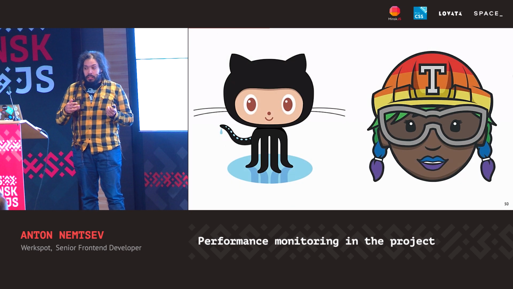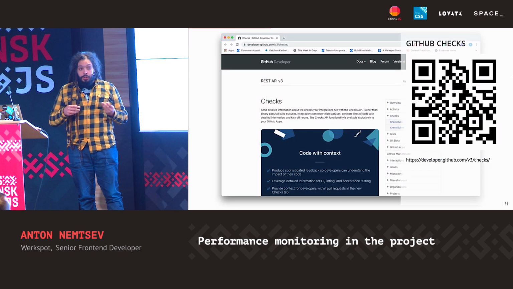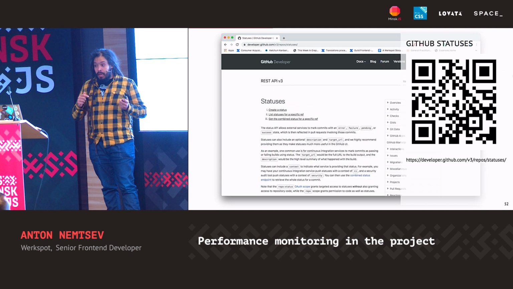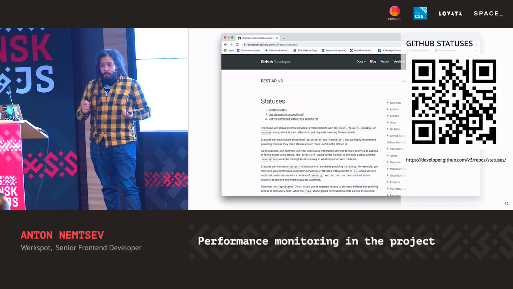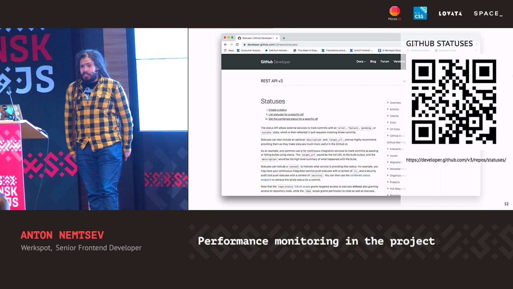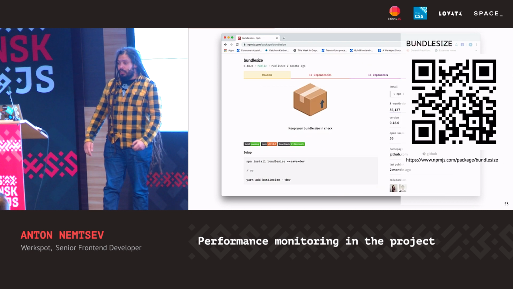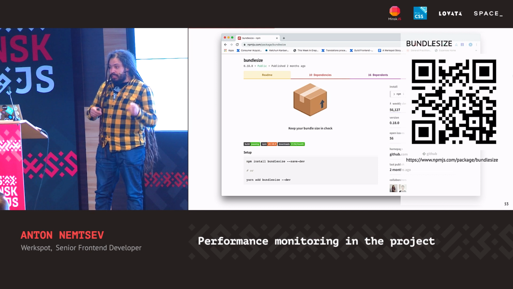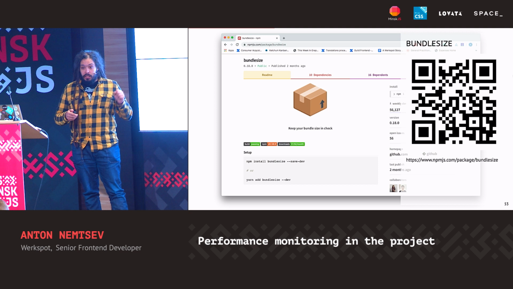But what about GitHub and Travis? Well, to achieve the same result, we may use the GitHub Checks API and GitHub statuses. But, well, we need to write the code. It's GitHub, it's complex, so let's just use a plugin. We may install bundlesize that, by the way, has a grant from Google.